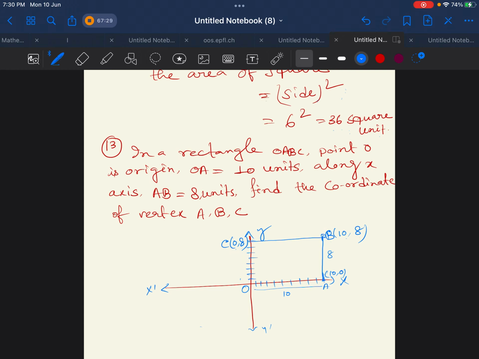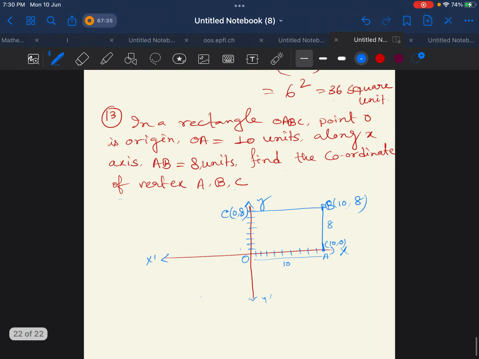Question number 13. In a rectangle OABC, point O is origin, OA is 10 units along x-axis, AB is 8 units. Find the coordinates of vertices A, B, C. Now we have to draw a rectangle OABC. This is O, the origin. OA is 10 units, so the distance of the point from origin is 10 units. So this point is (10, 0).